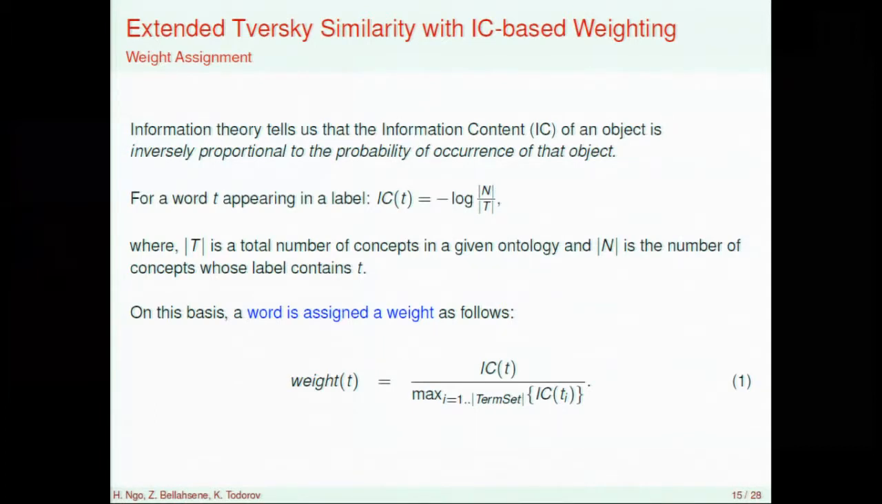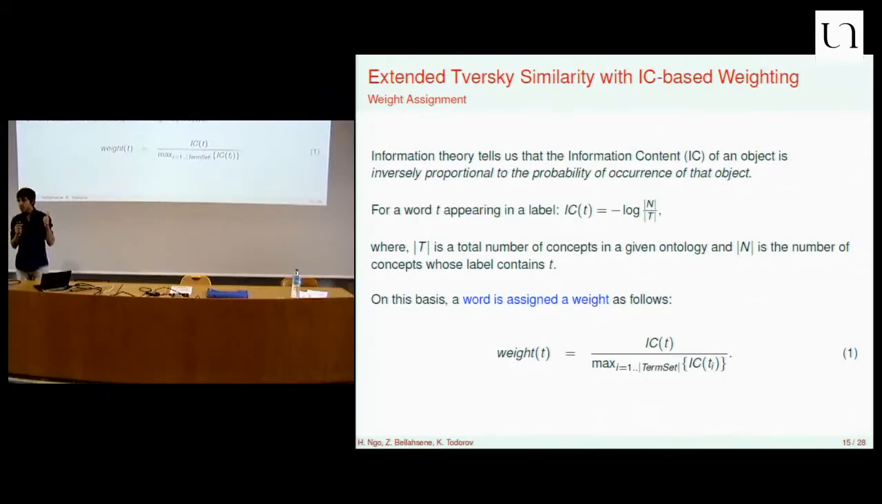So, first, there are two things about this approach. First is the computation of weight. How do we assign weights to each of the composing tokens in our labels? And the second thing is how do we use these weights in order to compute similarity?